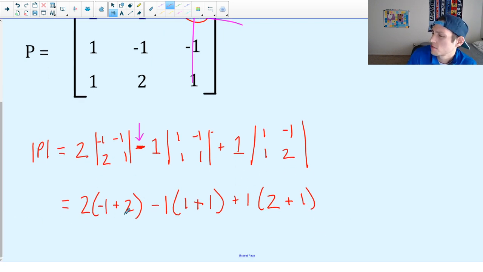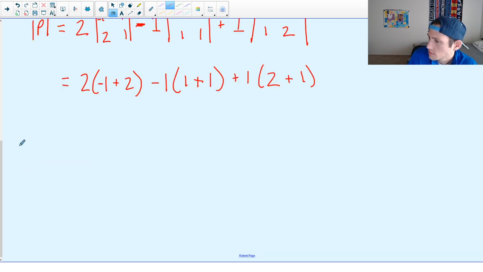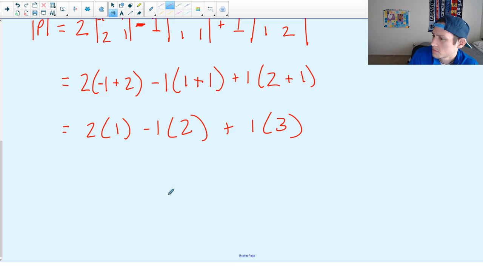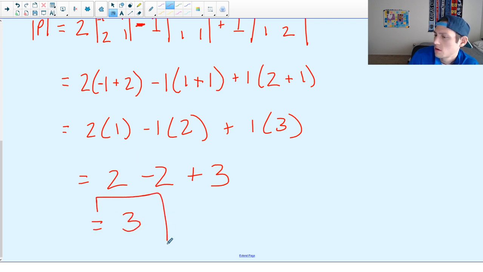Okay, so again, another situation where all of these, even though the 2x2 determinant formula has a minus here, since that second number was negative for each one, then it turns into a plus sign. All right, now it's just simplifying more. Negative 1 plus 2 is 1. 1 plus 1 is 2. 2 plus 1 is 3. So 2 minus 2 plus 3 is 3. So the determinant, 3.